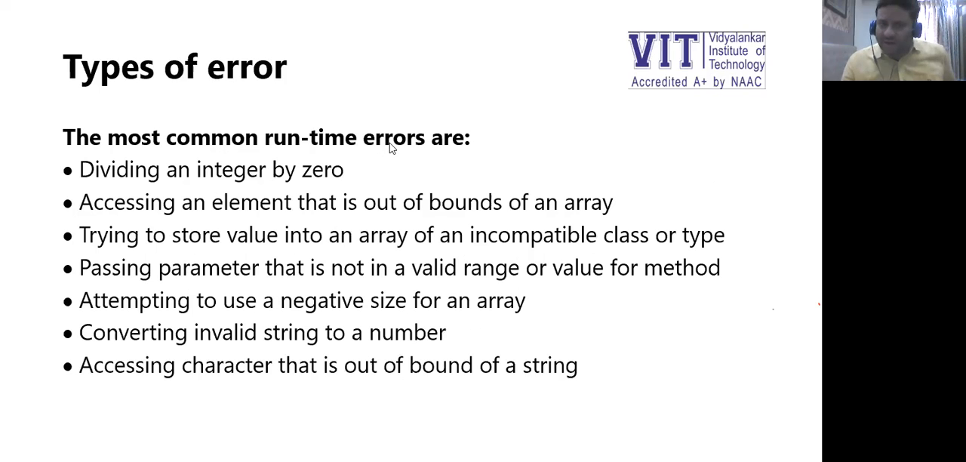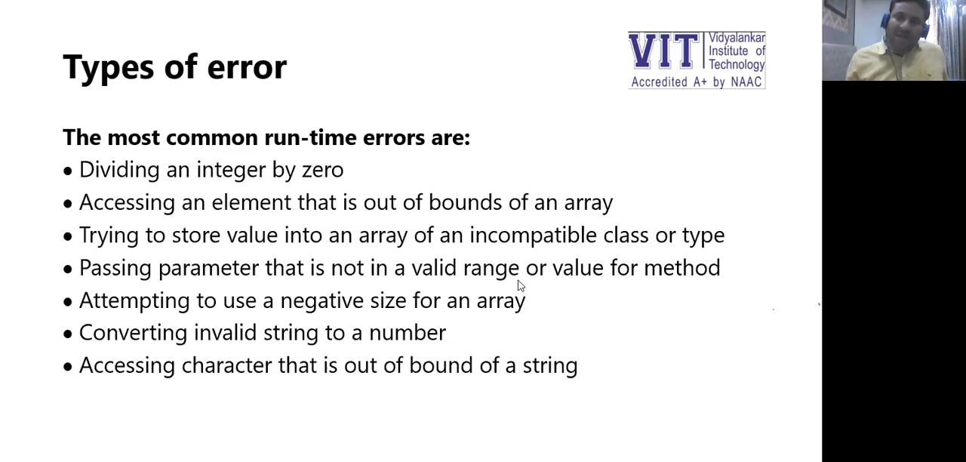Now, runtime errors: the denominator is 0, or you're trying to access an element which is out of bound. Your array size is 10 and you're trying to access the 11th element or 20th element. Then you're trying to store a value in an array which is of incompatible type, like in an array of integers you're trying to store a string, or a float, and so on. Passing a parameter that is not in a valid range.